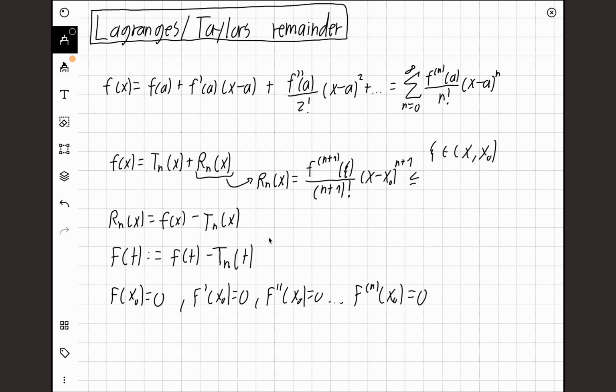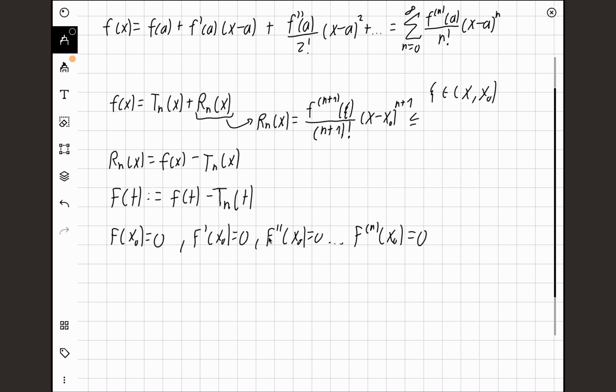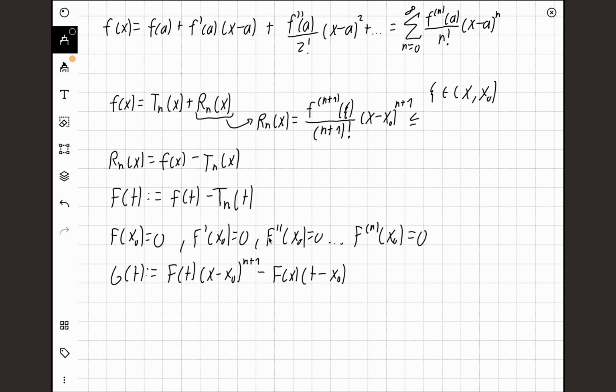Now we have this crazy information, and we want to use it, and we're going to see how we're going to use it to get to our final answer, because this is really useful. What we're going to do now, this is the last time we define a new function. We're going to define yet another function, g of t, and this function will just be f of t, times x minus x0 to the power of n plus 1, minus f of x times t minus x0 to the power of n plus 1.